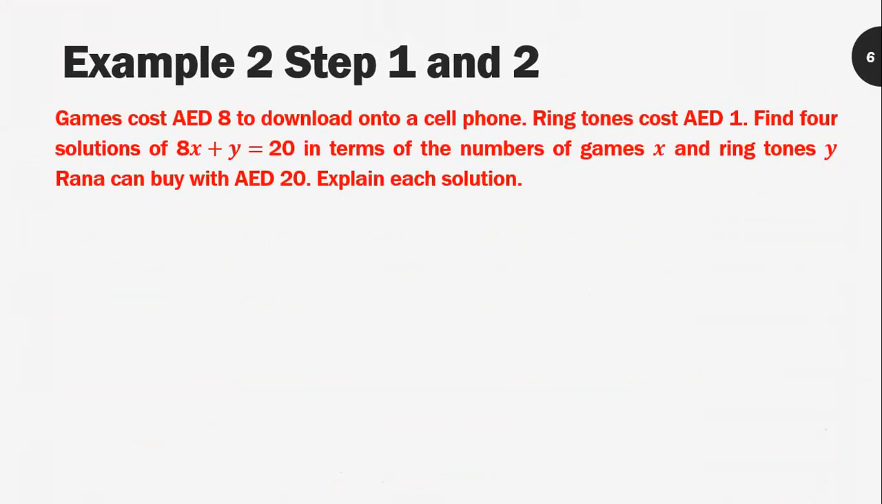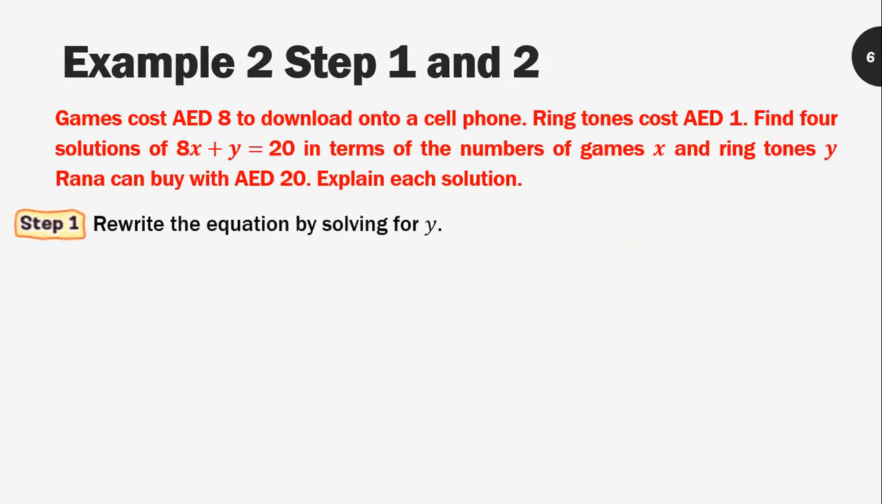Example 2. Games cost 8 dirhams to download onto a cell phone. Ringtones cost 1 dirham. Find four solutions of 8x plus y equals 20 in terms of the number of games x and ringtones y. You have 20 dirhams to spend, and explain each situation.